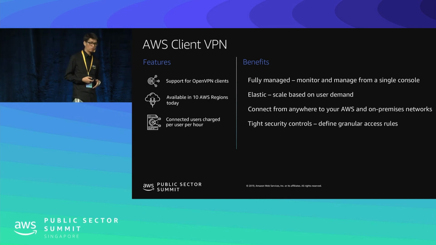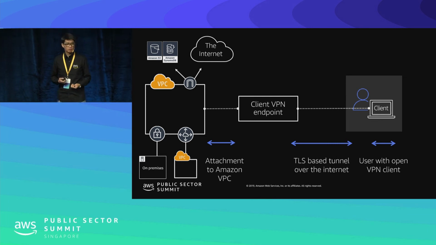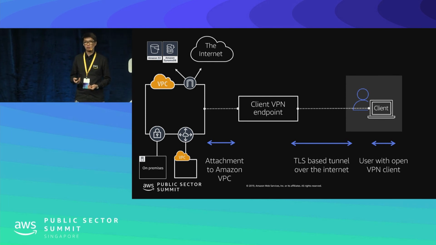So this is where we launched Client VPN. It's a fully managed service as well. You attach it to a VPC, and your users just use an OpenVPN-compatible client, connect to the Client VPN endpoint, and that's it. So it's a simple service; we have seen customers quite often deploying VPN software such as OpenVPN or OpenSwan on EC2.